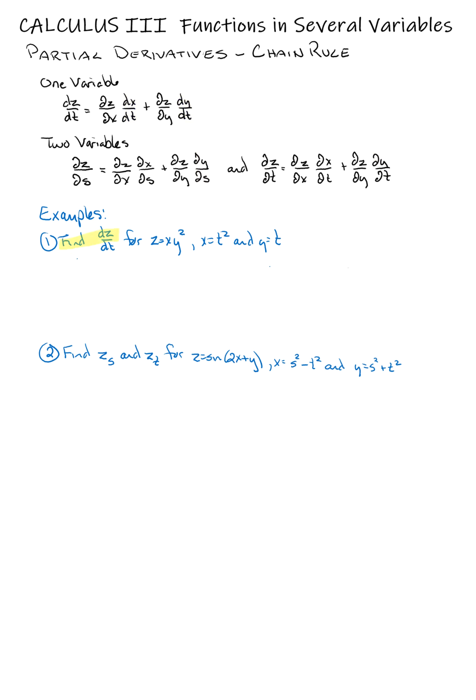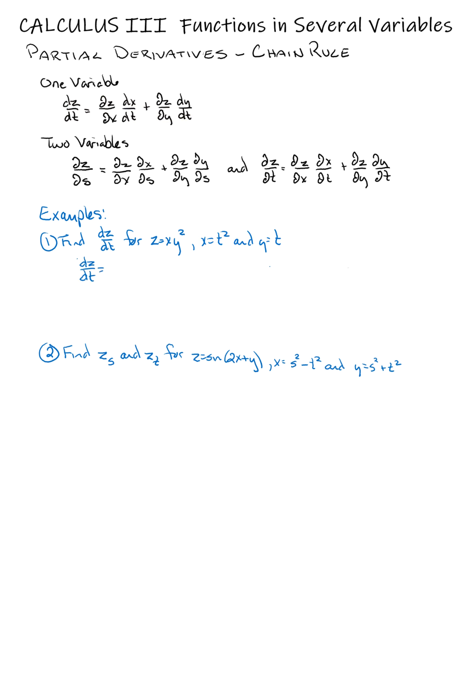So we want to find dz/dt for z equals xy squared, x equals t squared, y equals t. So notice z is a function of x and y. However, x and y are both functions of just t. That's one variable. There's my variable t. Okay, so we are going to follow this pattern here for a single variable. All right, so we want dz/dt.